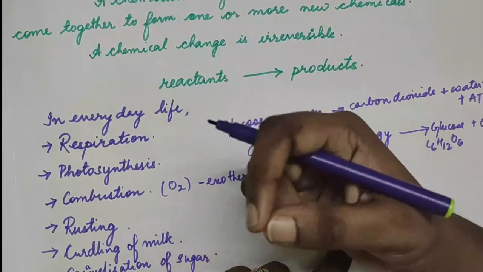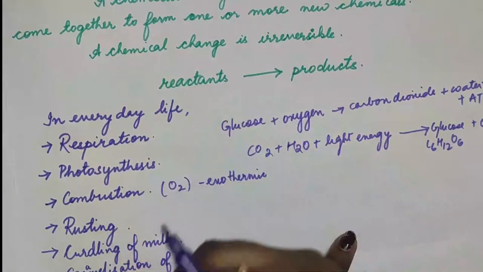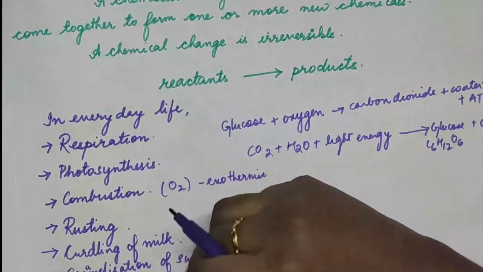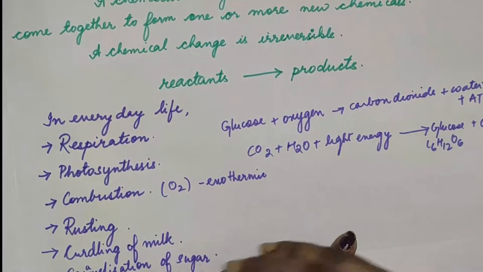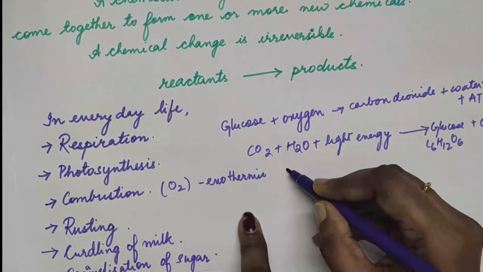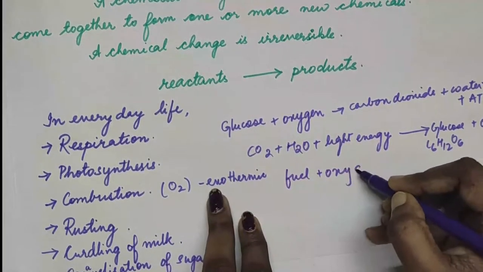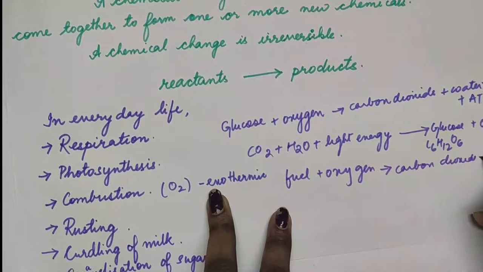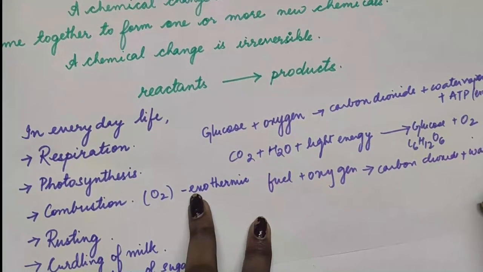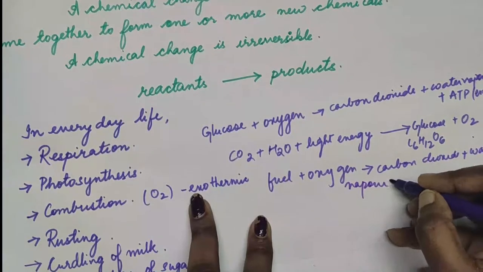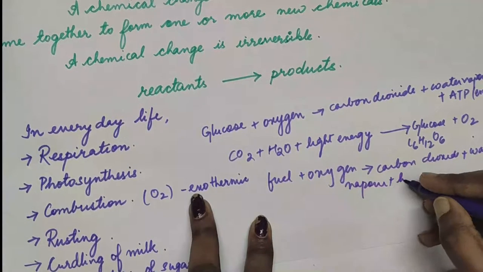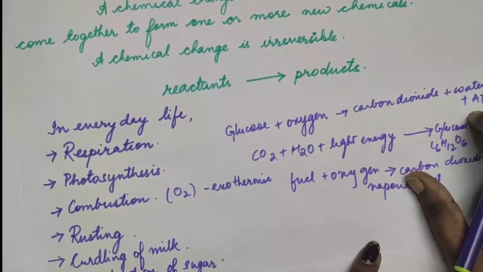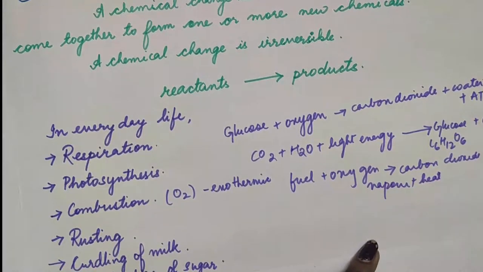Like we put diyas, in diyas we put oil. So oil is a fuel, wax is a fuel. Wood, coal, kerosene, all these are fuels which are needed to burn anything or to do the process of combustion. So we can say that fuel plus oxygen gives us carbon dioxide, water vapor, and heat and light energy. So combustion is another everyday process that we see around, and it is categorized as a chemical change.